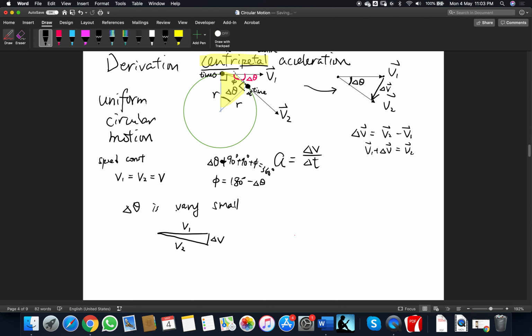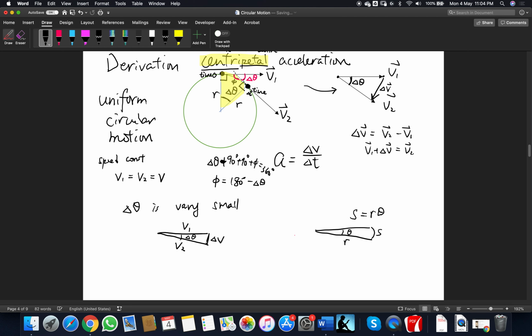And then we need to use a formula in mathematics. In a sector, the arc length is equal to r times the angle theta in radian. So how about here?